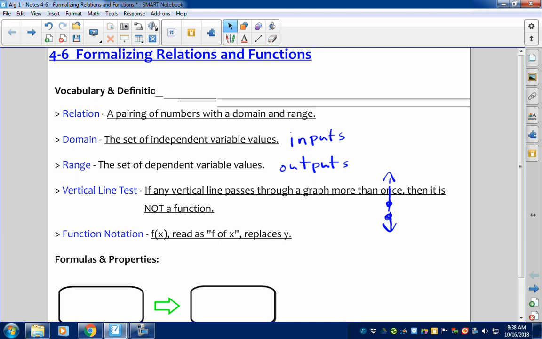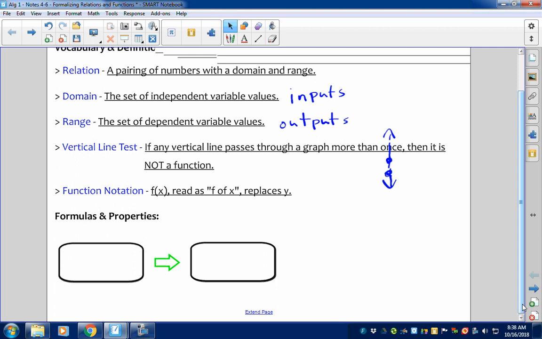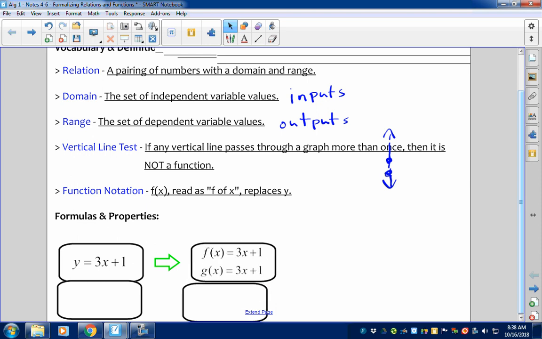Function notation. F of x reads as, quote, f of x, and replaces y. We use function notation when we have a function and the x serves as what we want to plug into the function. All right, here's an example of a function, y equals 3x plus 1. There it is in function notation. We'd say f of x equals 3x plus 1, or g of x equals 3x plus 1.